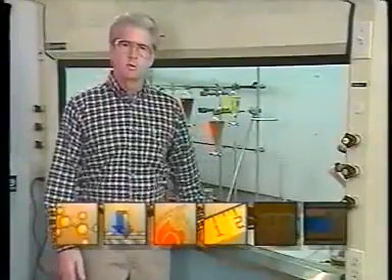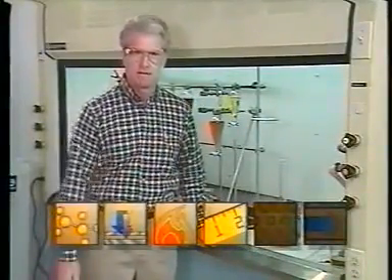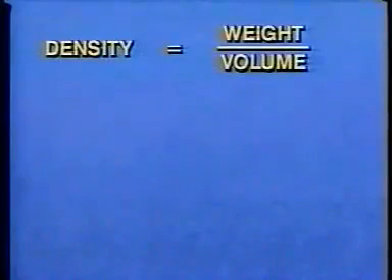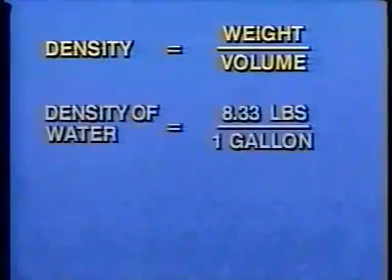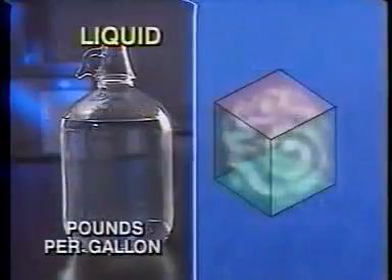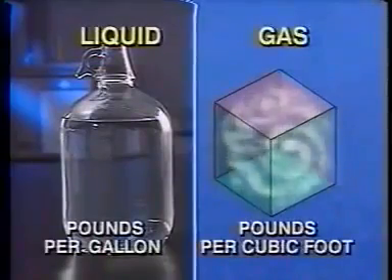In the last section, you learned about the measurement of temperature and pressure. You saw that the volume of liquids changes as the temperature changes. Another property of matter related to volume is density. Density is the weight of a substance divided by its volume. Let's use water, for example. 1 gallon of water weighs 8.33 pounds. So its density is 8.33 pounds per gallon. Liquid density is usually measured in pounds per gallon. Gas is usually measured in pounds per cubic foot.